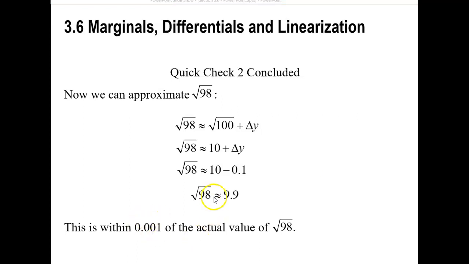All right, so this number, 9.9, is within 0.001 of the actual value. If you did that on your calculator and you got the decimal, this is what we got, just as an approximated value, so that is very, very close. Okay, so if I took the calculator decimal, subtracting what I got, we're within 0.001, or 1/1000th. It's just a way to estimate numbers like that without needing the calculator.